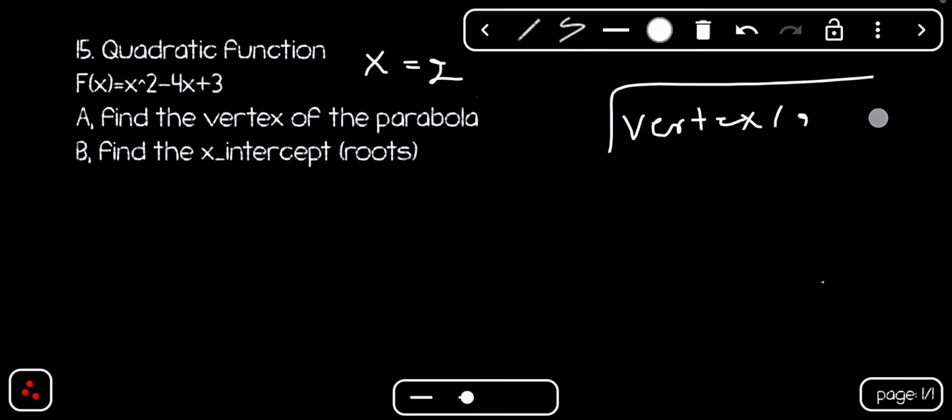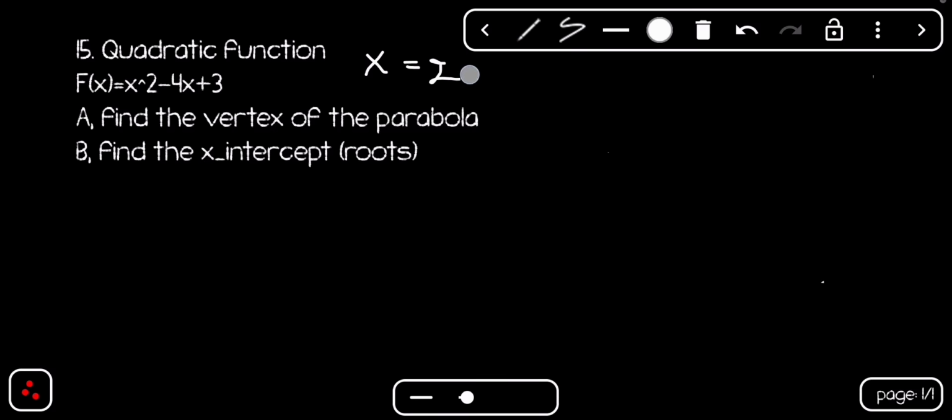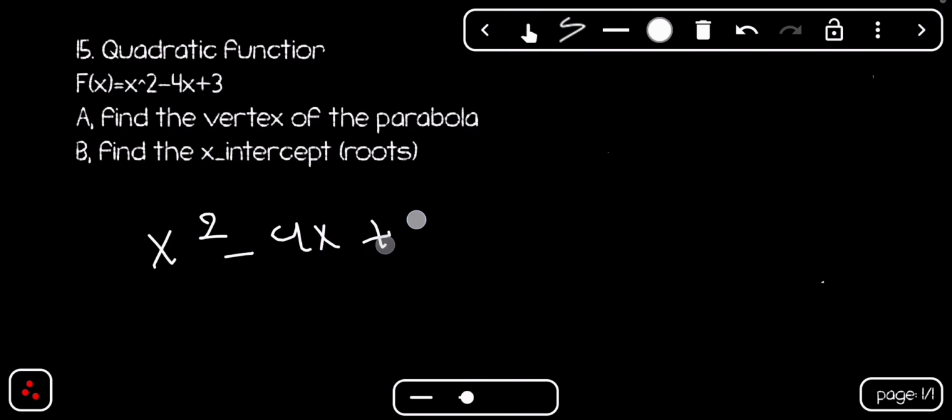Option B is asking for the x-intercept, which is the root of the function. And how can we find the roots? It's so simple. You have to write x squared minus 4x plus 3 equal to 0. Same as before, you have to find two numbers that, if you multiply them, give you 3, and if you add them, give you minus 4.